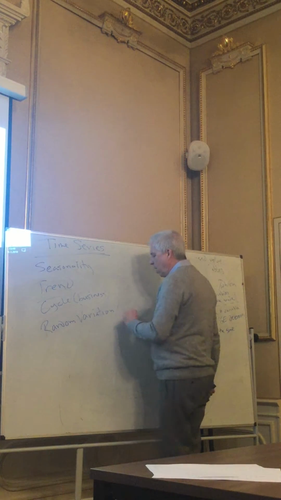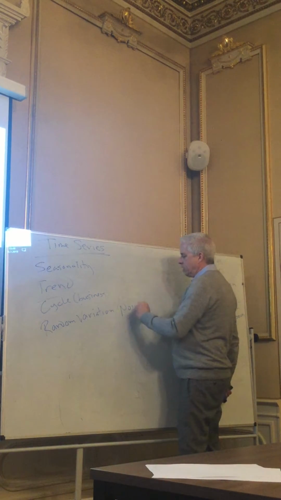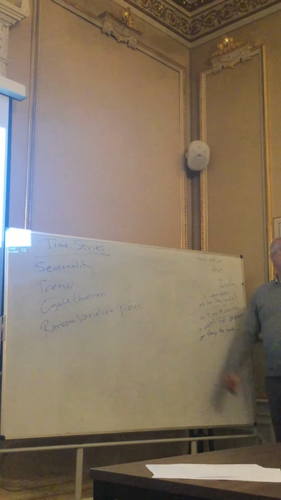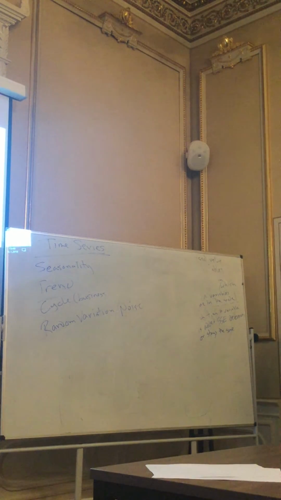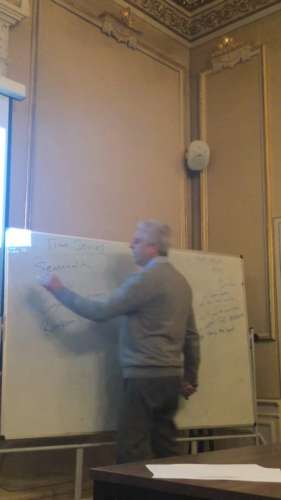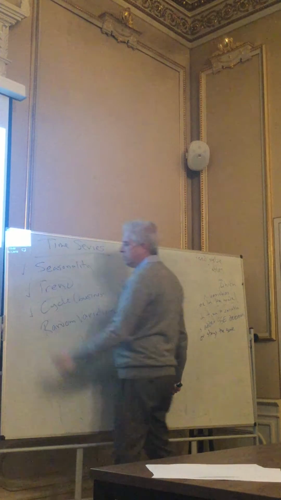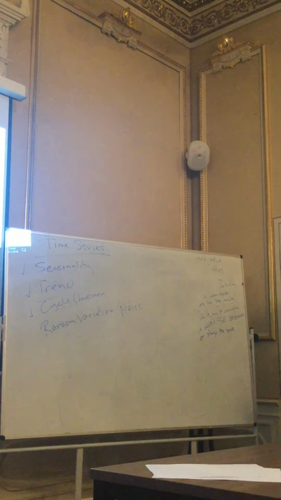Sometimes they call this white noise, or just noise. That's not really something that you can predict. That's just other random events. So we're going to focus on trying to pull out these elements in a time series. In particular, in this example, we're going to do that in Excel and show you how to get that set up.